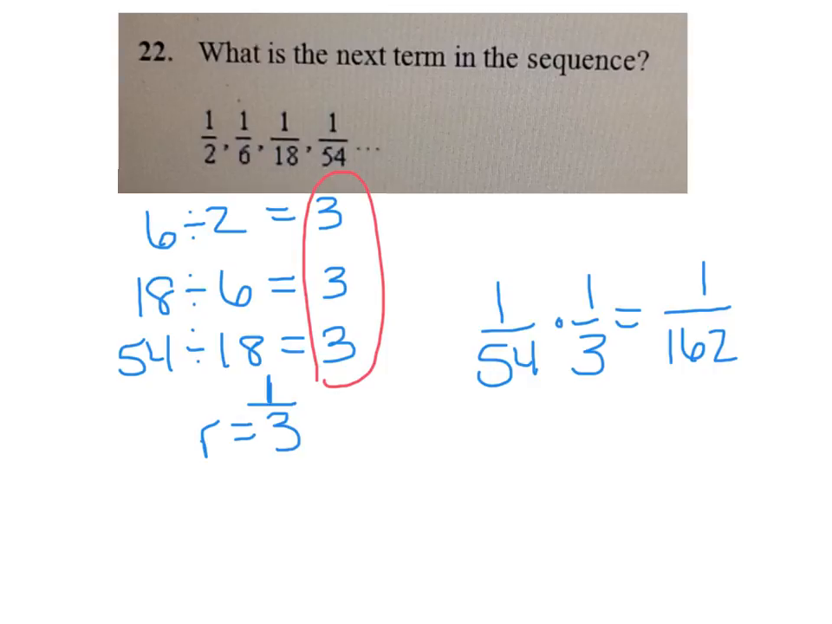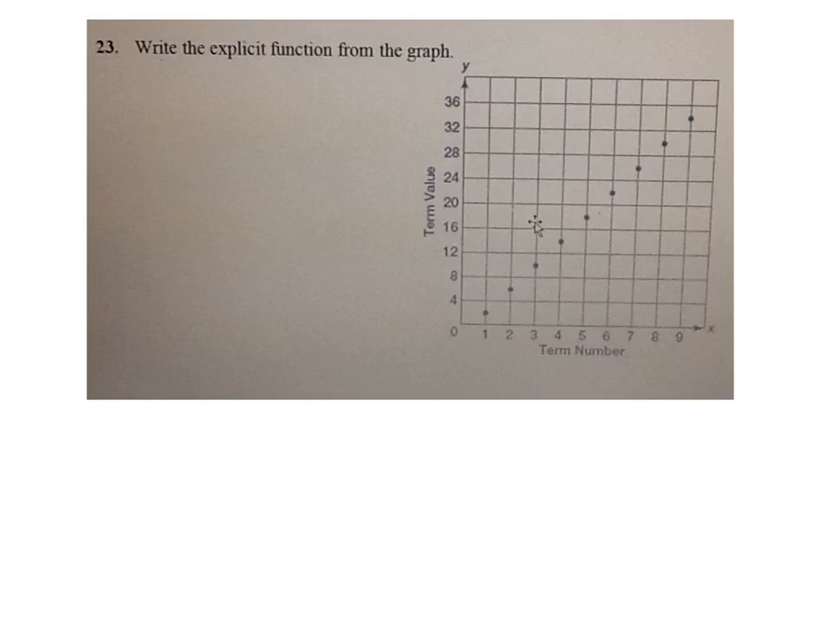So the answer to this question would be 162. All right, write the explicit function from the graph. To be able to write the explicit function, we have to think about what is involved in it. Remember our formula, a sub n equals a sub 1 plus d times n minus 1.